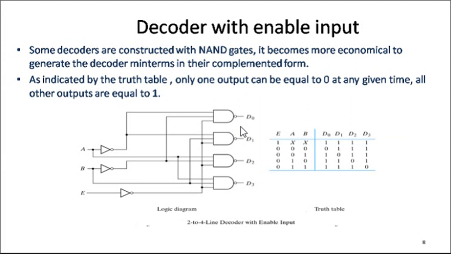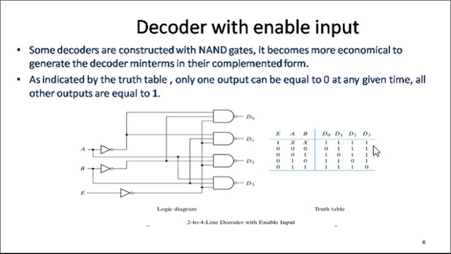See student, some decoders are constructed using NAND gates. It becomes more economical to generate decoder minterms in their complemented form. As indicated by the truth table, only one output can be equal to 0 at any given time and all other outputs are equal to 1. If you observe the truth table of this decoder, everywhere only one of the outputs is low, and the remaining are all high.